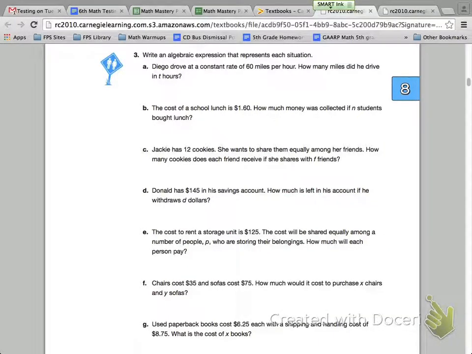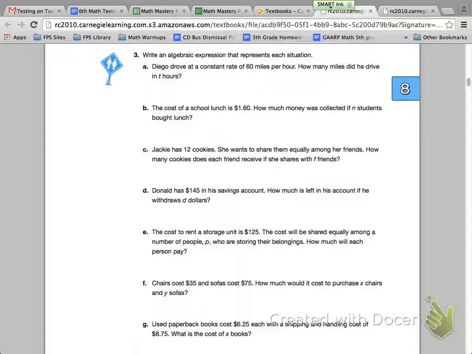Alright, hopefully you got number 2 done. Now if we take a look at number 3, it says write an algebraic expression that represents each situation. So we took a look at A, it says Diego drove at a constant rate of 60 miles per hour. How many miles did he drive in T hours?